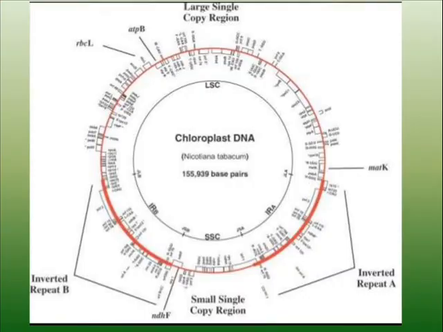This is the structure of chloroplast DNA. Here we could see that the chloroplast DNA is double-stranded and circular, having the large single copy region, small single copy region, inverted repeat A and inverted repeat B.